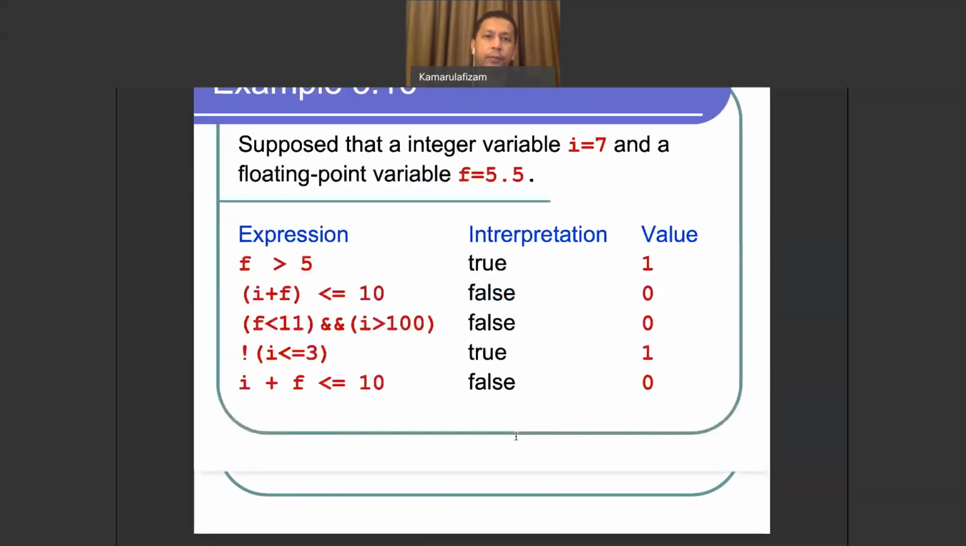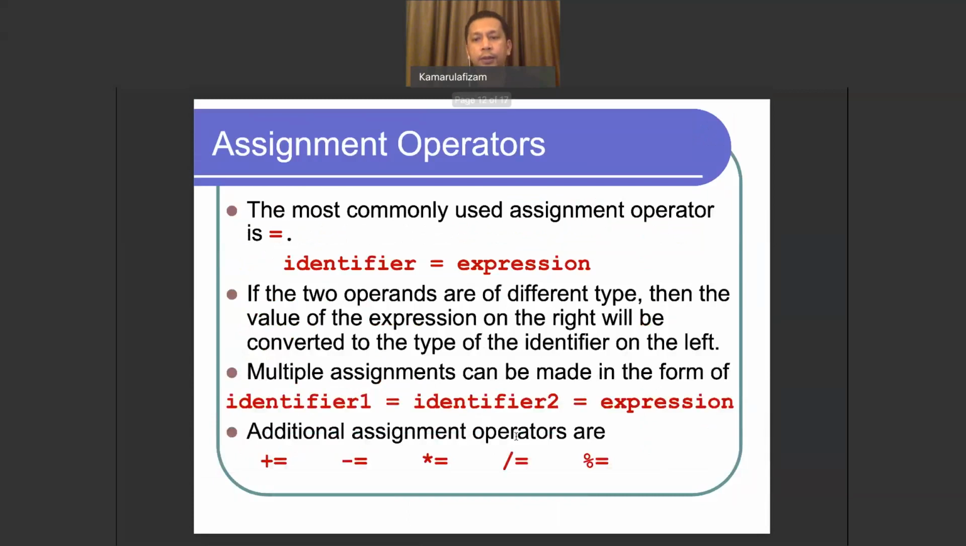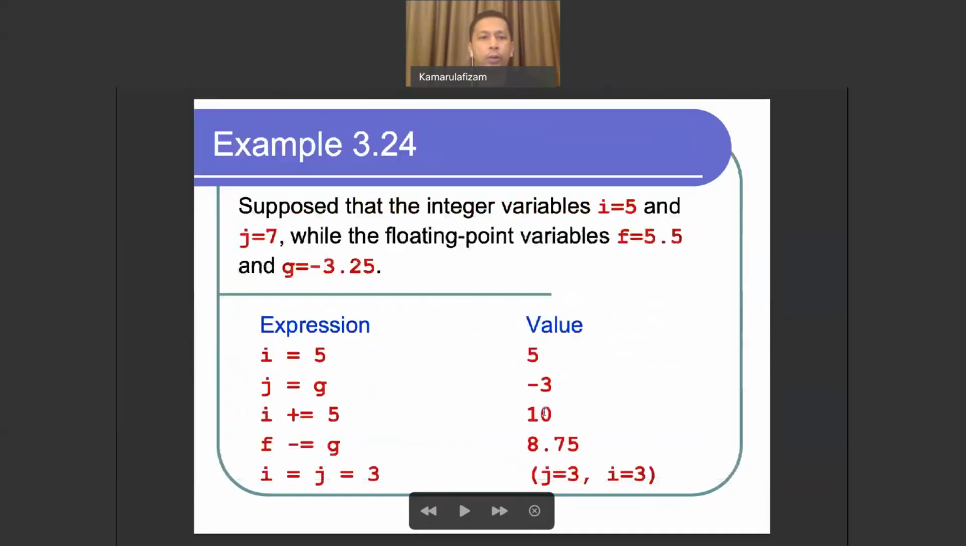This is assignment operators. The most commonly used assignment operator is, of course, the equals sign. So for assignment operators, you have plus equal, minus equal, multiply equal, which is the same as the unary operation. We have an example here.